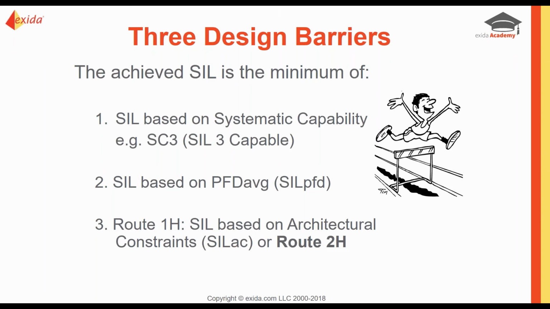Where do architectural constraints come from? Well, they are one of the 3 design barriers when someone is designing a SIF, or safety function. You need to check off all 3 categories, or jump over all 3 barriers or hurdles. And these are designed by IEC 61508 and IEC 61511. The three barriers are systematic capability, or if it's SIL blank capable, the PFD average, or PFH if you're in a high demand mode of operation, and finally architectural constraints. And we're really going to focus on that last barrier, or that last hurdle, architectural constraints, today.